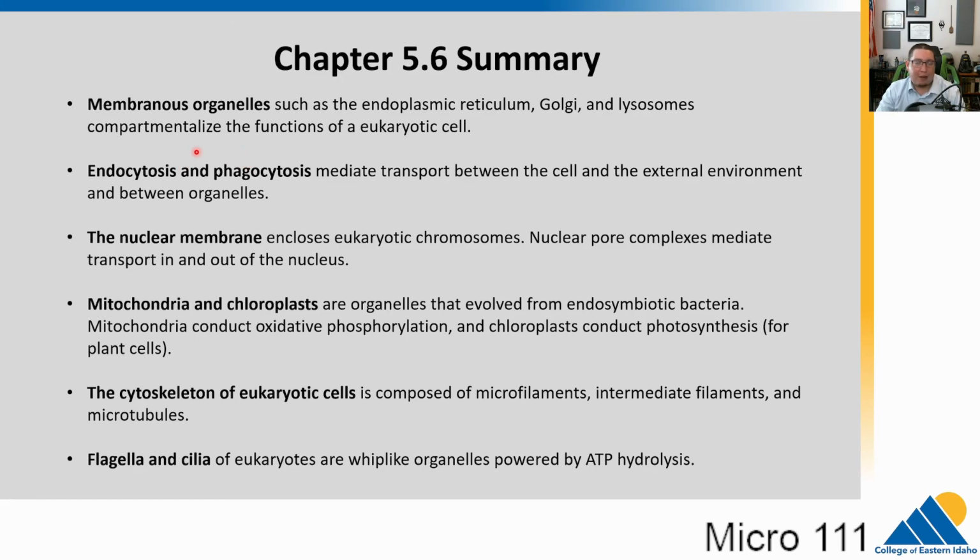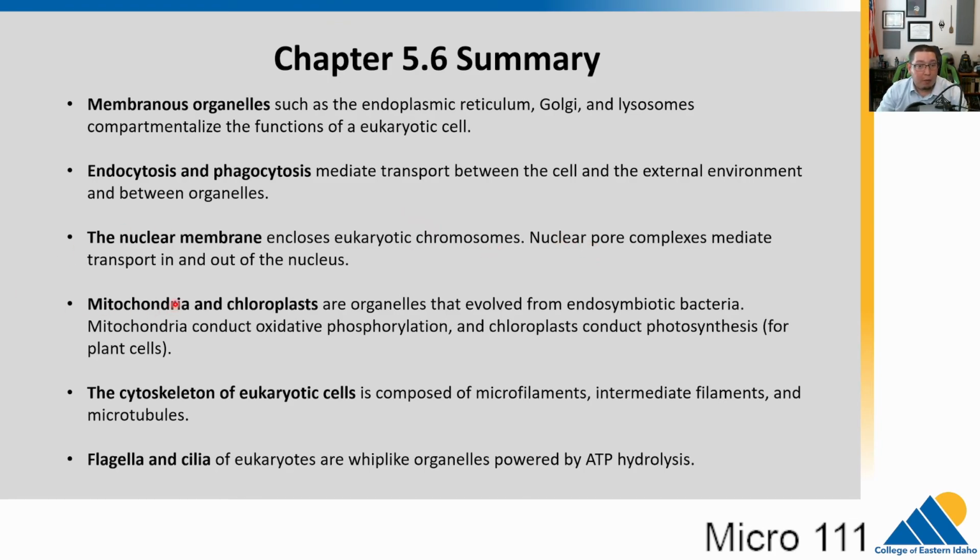Okay, that is eukaryotes in a very small nutshell. We have a lot of membranous organelles, right? Things like endoplasmic reticulum, the Golgi, lysosomes. This compartmentalization allows different functions to occur in different places. We have endocytosis and phagocytosis, which are ways to bring things into the cell. Exocytosis brings things out. The nuclear membrane encloses the chromosomes. It regulates what comes in and what goes out.